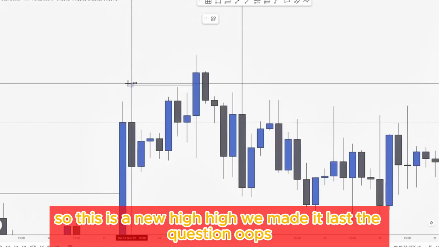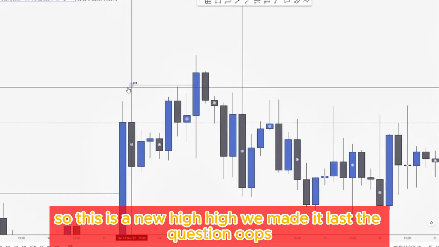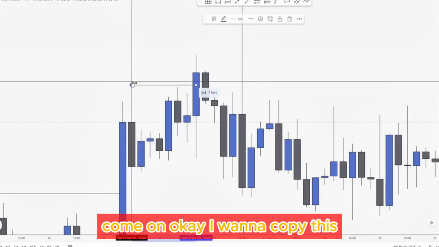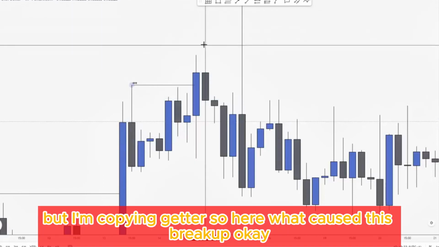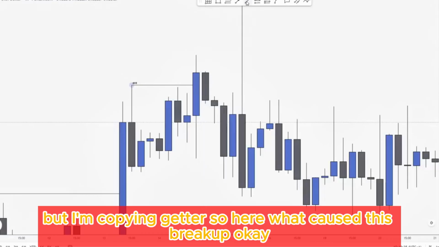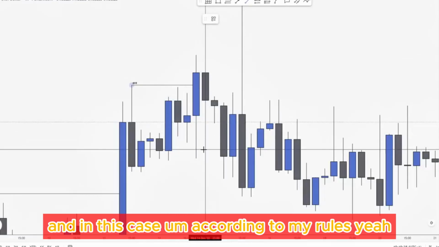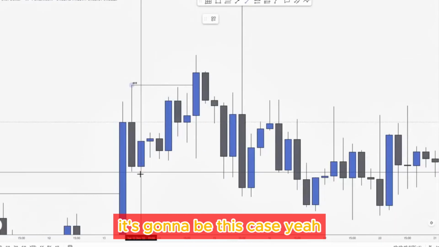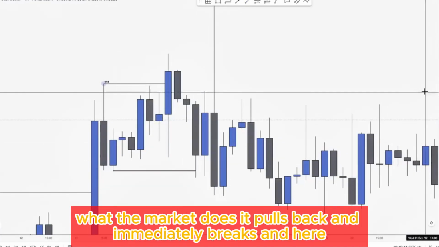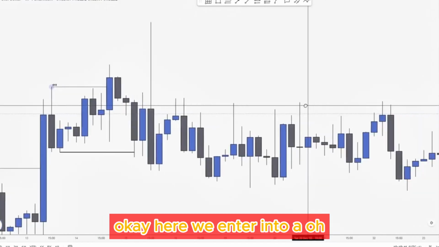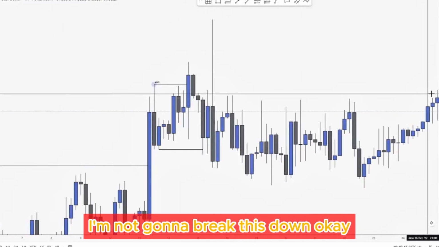This push is a new higher high. So here, what caused this breakup? In this case, according to my rules, it's going to be this guy. See what the market does? It pulls back and immediately breaks. And here we entered into a phase I'm not going to break down.